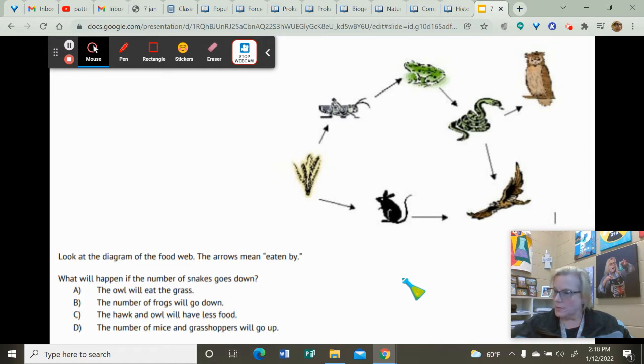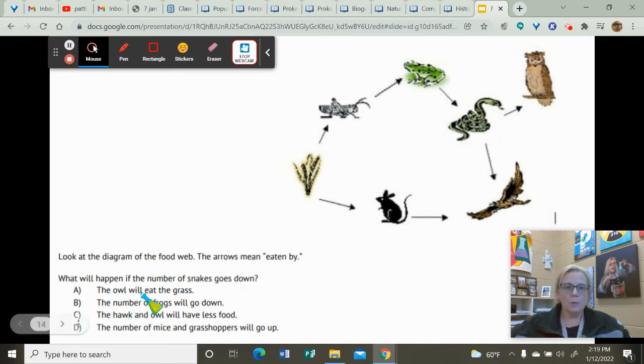Most of you got this one right too, pretty much a common sense thing. The diagram above is a food web, and the arrows mean eaten by. What will happen if the number of snakes goes down? Okay, so instead of having 100 snakes, maybe you've got 20 snakes.